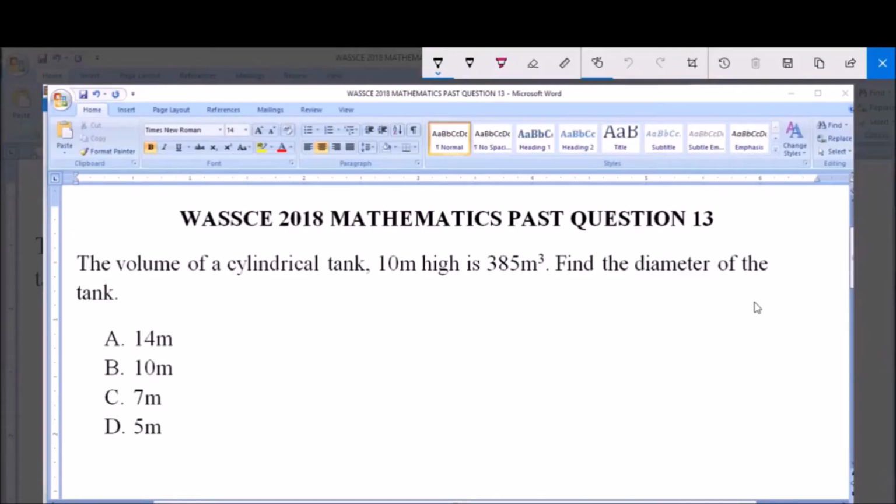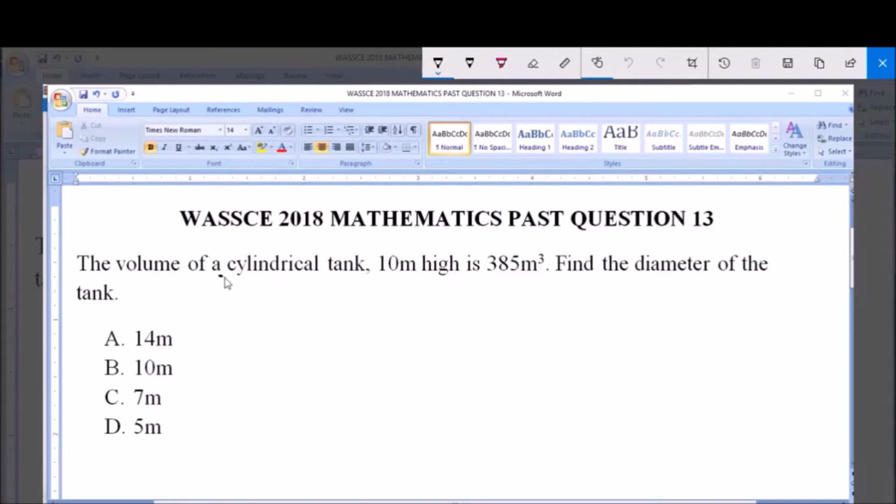I'll be answering WASCI 2018 Mathematics Past Question 13. The volume of a cylindrical tank 10 meter high is 385 meter cube. Find the diameter of the tank. A 14 meters, B 10 meters, C 7 meters, and D 5 meters.